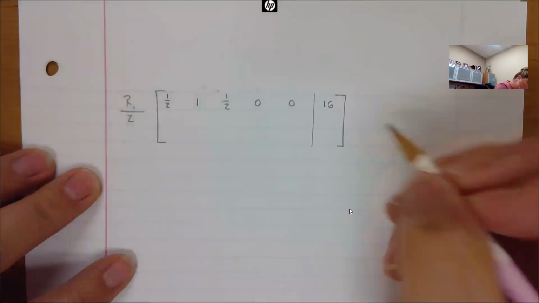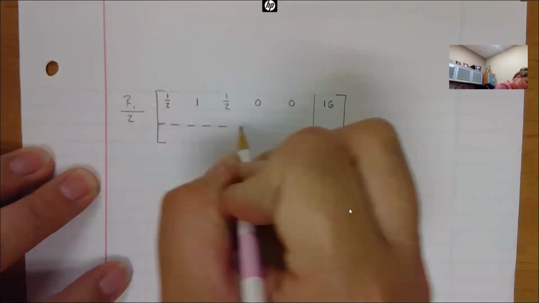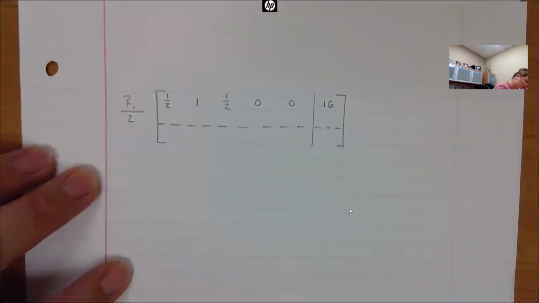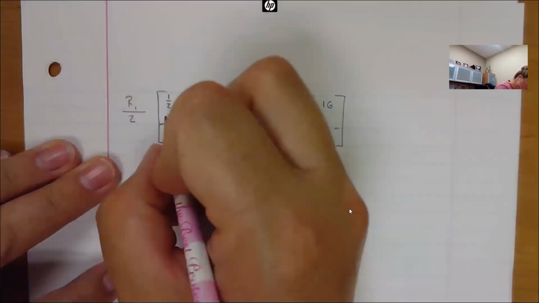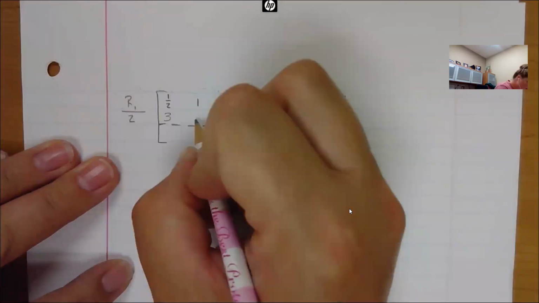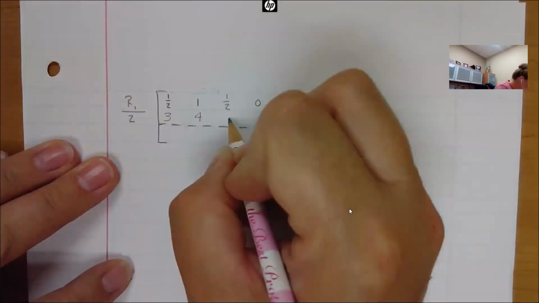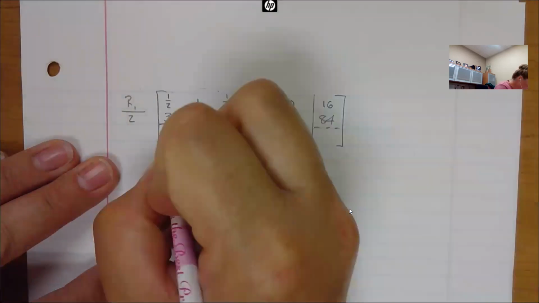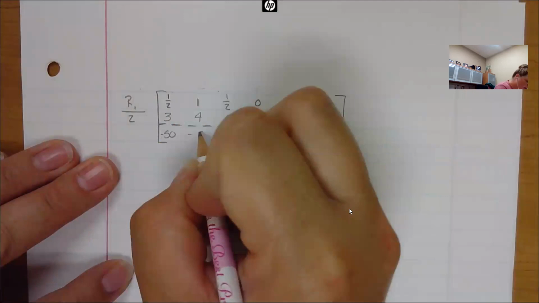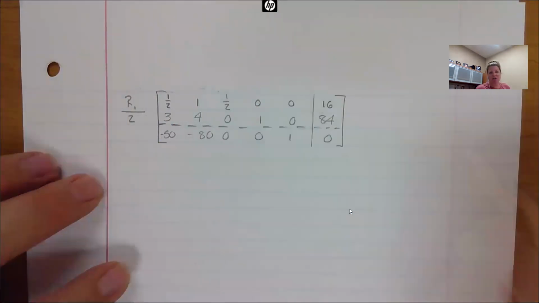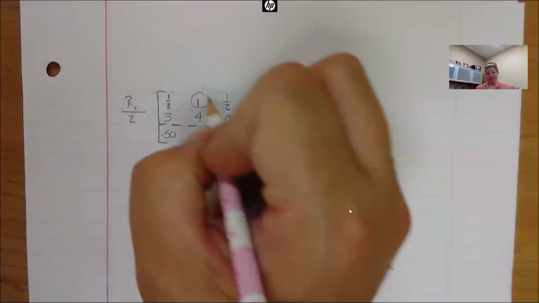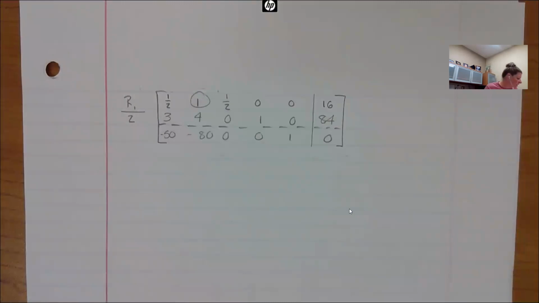Another thing is we commonly do a dotted line to separate that objective function once we start doing our pivots. And this row would have stayed the same. That's a 3, a 4, a 0, a 1, a 0, an 84, a -50, a -80, a 0, a 0, a 1, a 0. So what did I change? The pivot, which I still want to be circled, is now a 1. First step. Now we're going to do is get a 0 here and a 0 here.